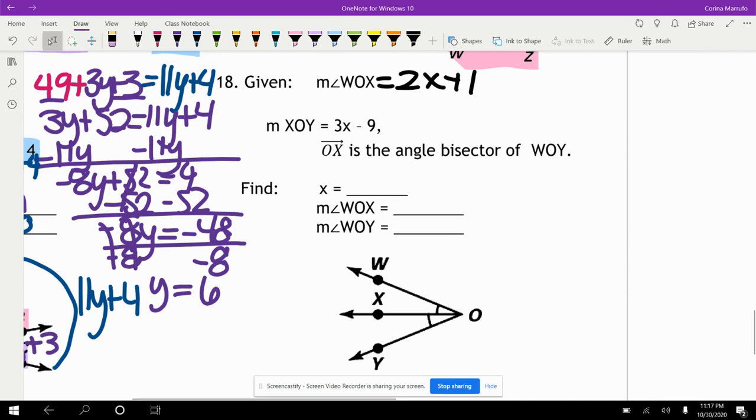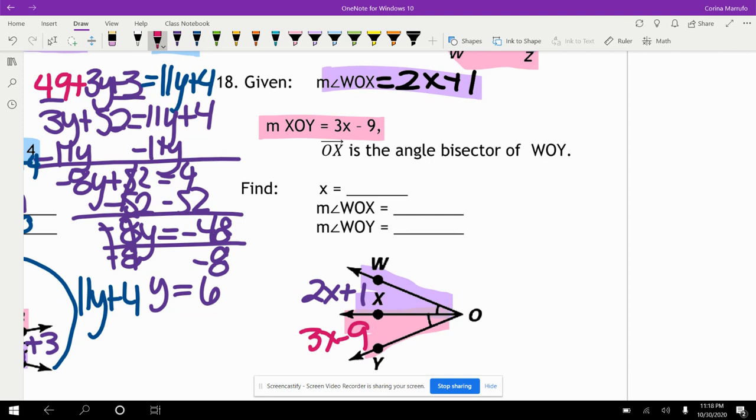This one is a little bit different because if you notice here, we have WOX is 2x plus 1. So WOX is this little angle here. This is 2x plus 1. Then they tell us XOY is 3x minus 9. So XOY is 3x minus 9. Then it tells you OX is an angle bisector.